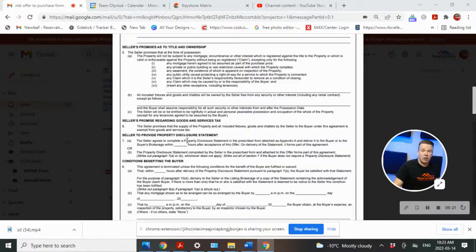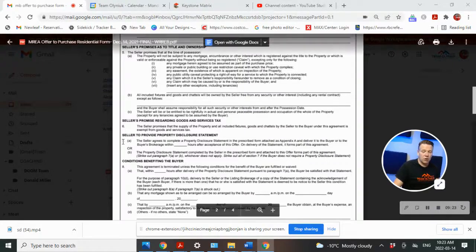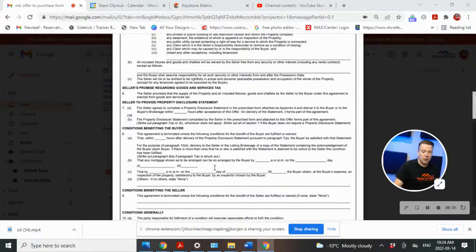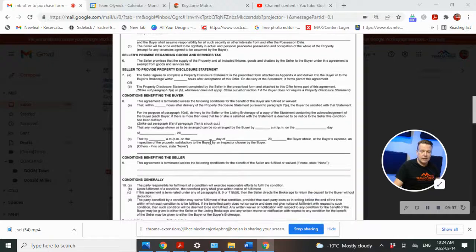If it accompanies the offer already, then this line gets crossed out and it gets initialed. If it does not, this line gets crossed out and gets initialed. Then we get down to some conditions in here. Your main condition you usually see is a mortgage condition by a certain date. And the next one usually you'll see is a home inspection condition, and that's always at the expense of the buyer.